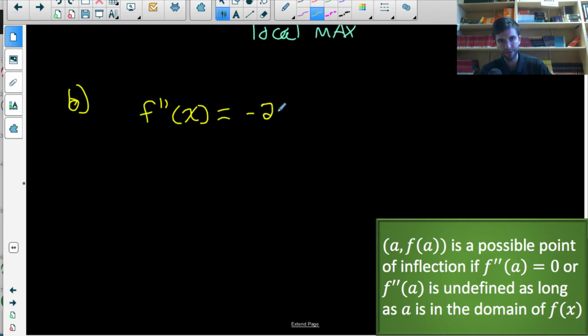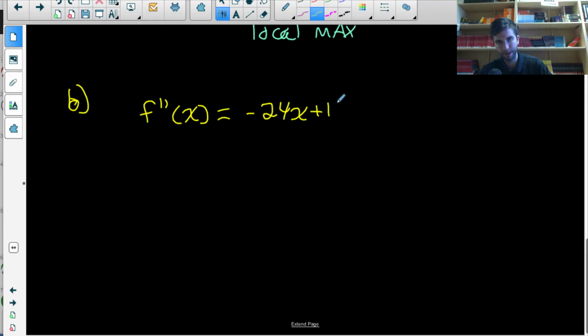Remember the equation of the second derivative, which we had from part A, was f double prime of x equals negative 24x plus 12. So that's going to tell us the concavity of the function at any point we want. Let's figure out when this is 0 or undefined, and that's a possible point of inflection. That's a point where maybe the function might be switching from concave up to concave down. So let's set it to 0 and solve.